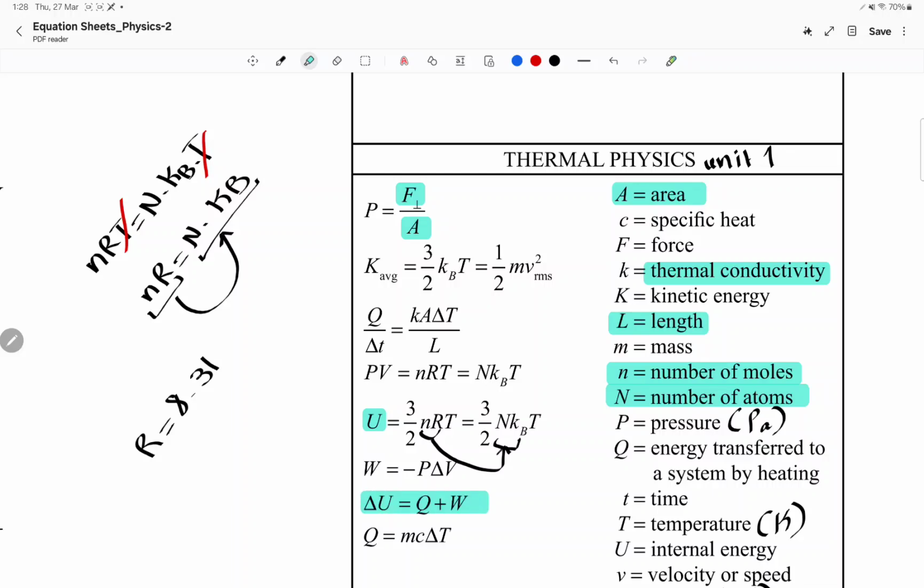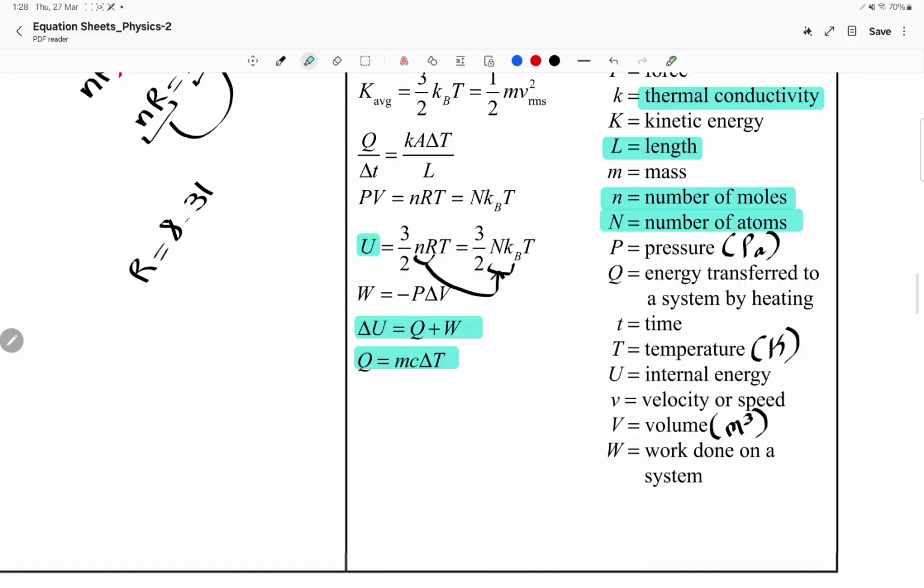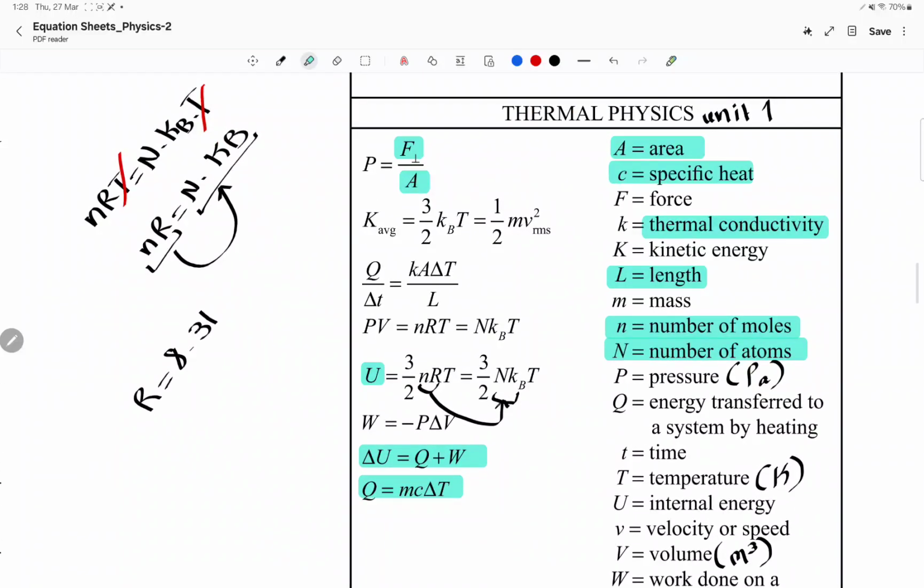Q is the heat, work is W. And then we have Q is equal to mC delta T if you're given two different temperatures, and C is the specific heat capacity. Then you can find Q, which is the heat. These are the equations that you have to know for this unit.